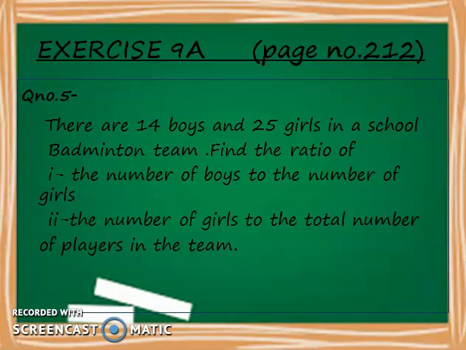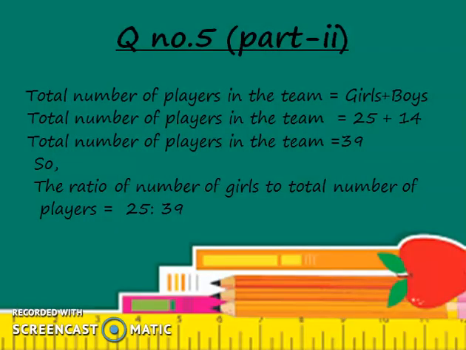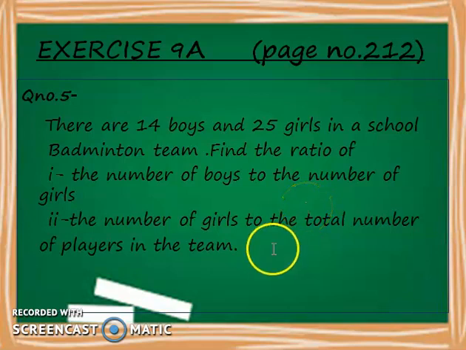I'm just moving to the second part. Question number 5, part 2. Okay, fine. The second part was the number of girls to the total number of players in the team. Okay, how many girls are there? 25. And how many total number of players? How can we know about the total number of players? By adding all the boys with all the girls.